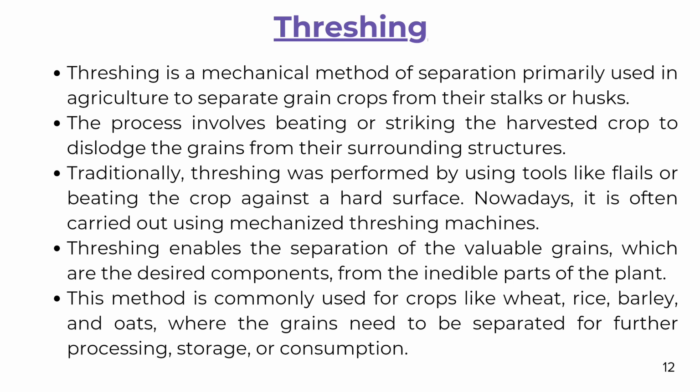Threshing enables the separation of the valuable grains, which are the desired components, from the inedible parts of the plant. This method is commonly used for crops like wheat, rice, barley, and oats, where the grains need to be separated for further processing, storage, or consumption.